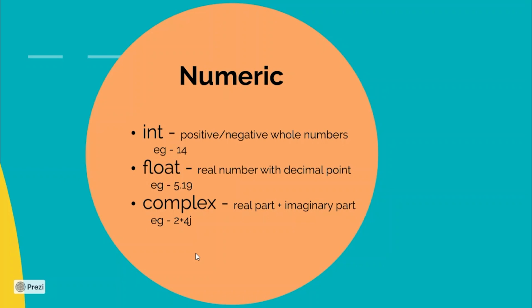Now float. So float is a real number with floating point representation. It is specified by a decimal point. Complex numbers are represented by complex class. It is specified as real part plus imaginary part. For example, 2 plus 4j.